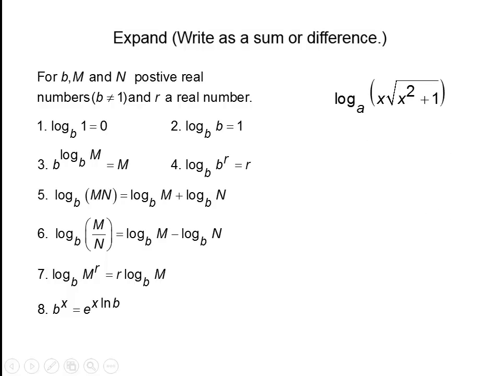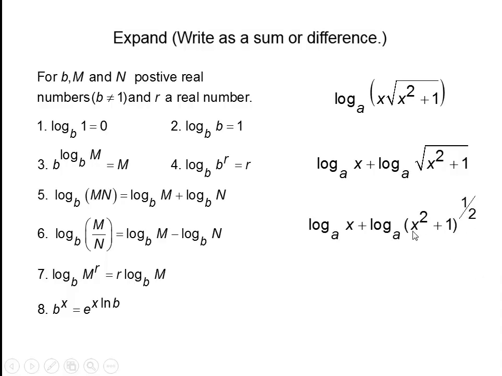Here's another. After using property 5 to rewrite the product as a sum, and then rewriting the square root of the quantity x squared plus 1 as the quantity x squared plus 1 with an exponent of 1/2, and bringing the 1/2 in front as a factor, I now have a sum which cannot be rewritten any further.